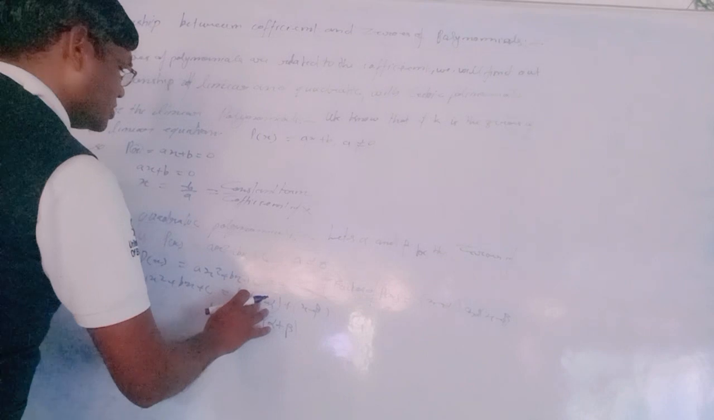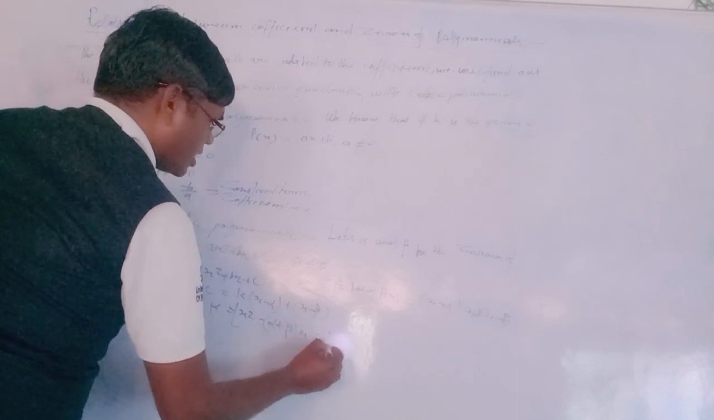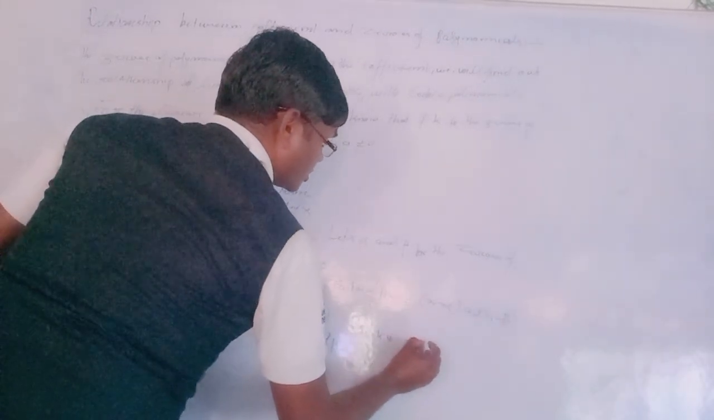So k times x square minus alpha plus beta into x, plus alpha beta. Where k is a constant, some constant, so k will always be a constant value.